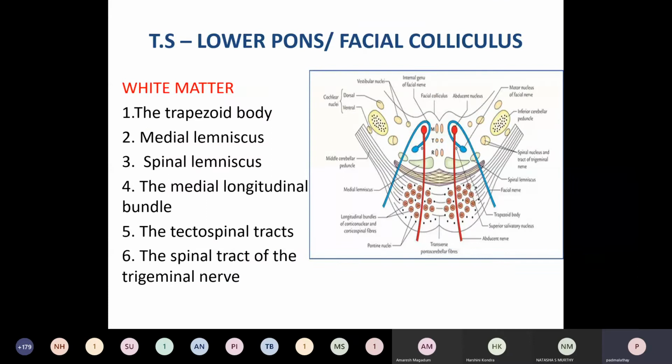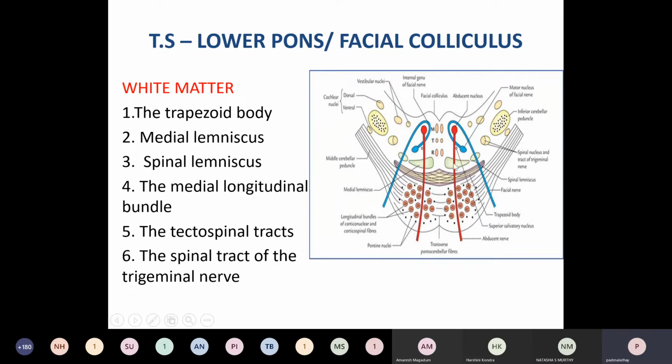So now coming to the white matter. What you have seen so far is the gray matter. Now coming to the white matter present in the section of the lower pons. The white matter constitutes the trapezoid body. This is the trapezoid body, which is formed by the decussation of the fibers of the cochlear nuclei, the dorsal and ventral cochlear nuclei.